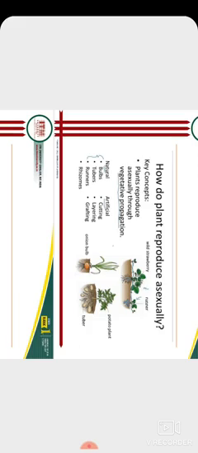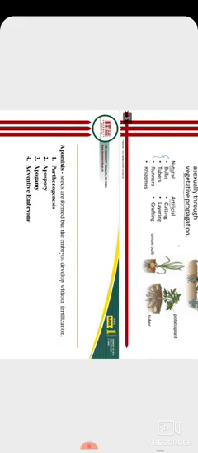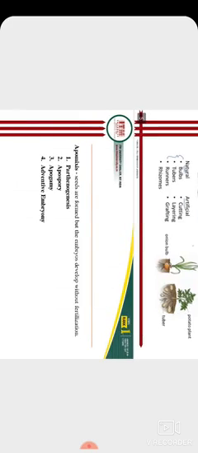So I told you that plants reproduce asexually through vegetative propagation. It can propagate either naturally or artificially. We can also propagate the plant ourselves, so that is called artificial. Under natural, there are many, for example bulb, tuber, runner. We will discuss them.